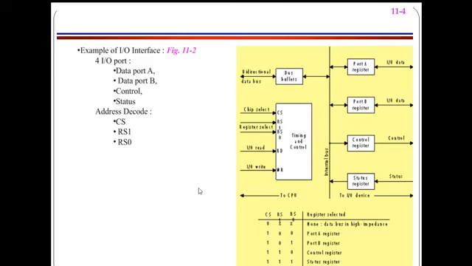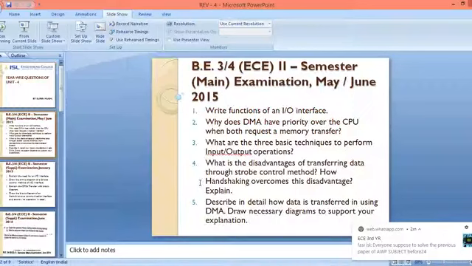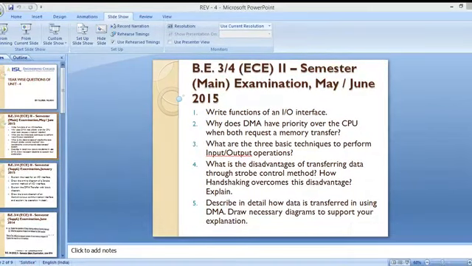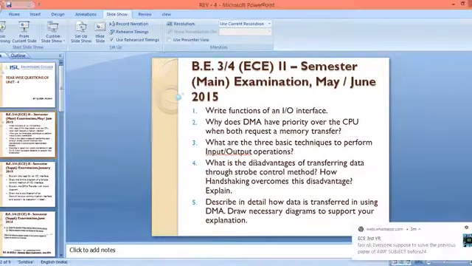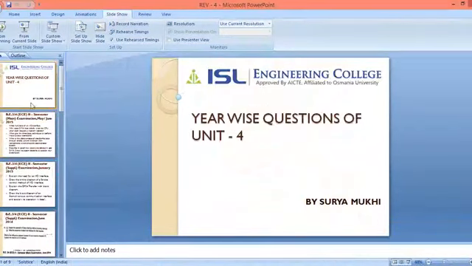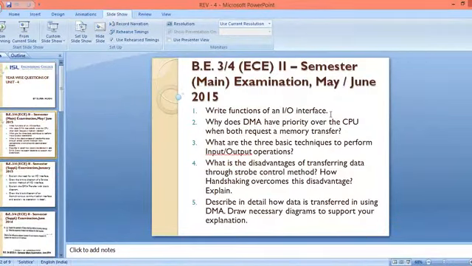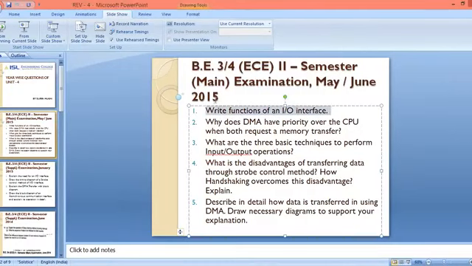Now based on this, let us see what questions have been posed in the exam. Are you able to see my other PPT? Yes. So I have my second PPT. This is your other PPT. These are the year-wise Unit 4 question papers. Now let us see what question was posed in May and June 2015.